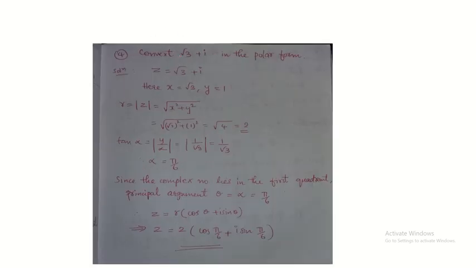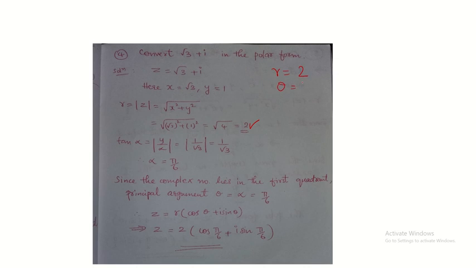Similarly, convert root 3 plus I in the polar form. So z equal to root 3 plus I. What is x? X is root 3, y is 1. You'll find r. By now you have to know how to find r, so I won't be explaining it. You just check the slide and understand by yourself. Okay. So square root of x square plus y square, you will get the answer as 2. Next, the r value you have found out is 2.